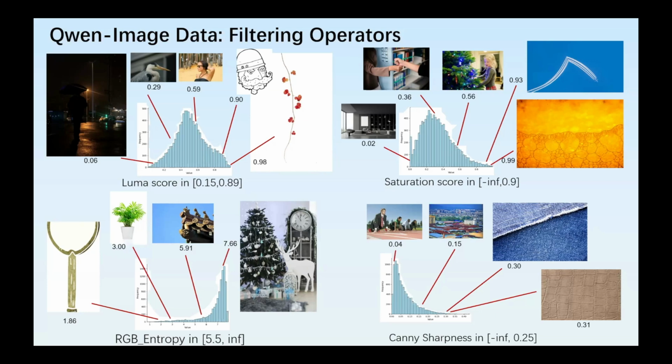Third, RGB entropy measures visual complexity and detail. High entropy means rich content. We set a lower bound of 5.5, so detailed things like this sculpture or decorated tree are kept, while simple flat images like this tile are removed. Finally, Canny sharpness.